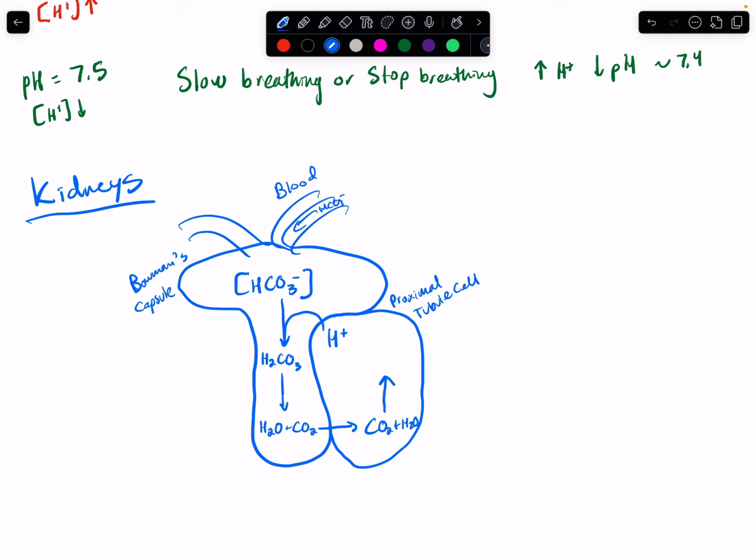Through the same enzyme, carbonic anhydrase, as we had back here, it reacts and it forms carbonic acid. And then this carbonic acid can decompose into H+ and our bicarbonate. Our bicarbonate now can be released into the bloodstream. So this is the bloodstream.